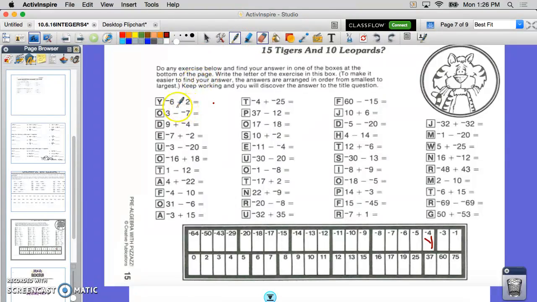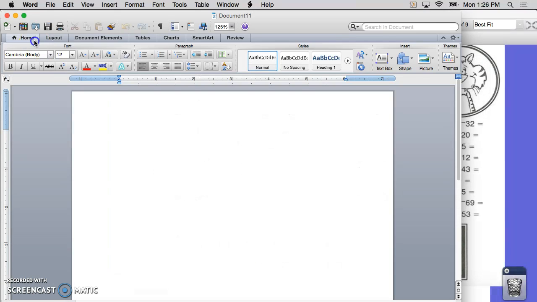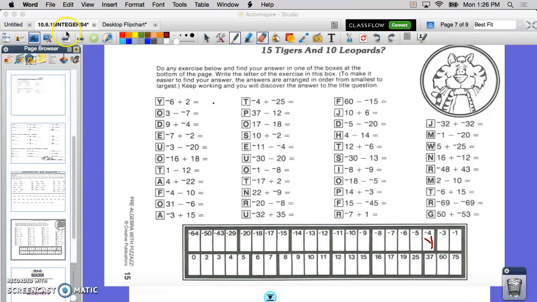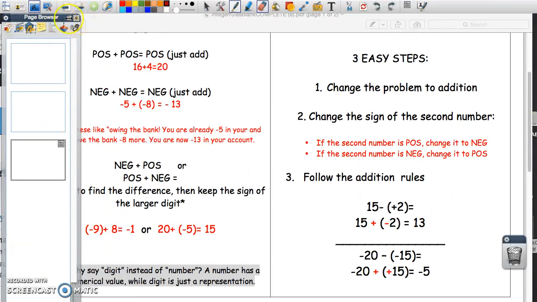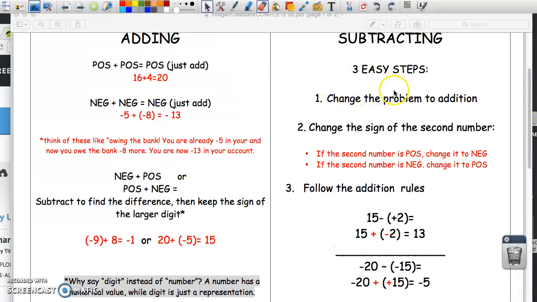This one is subtraction. So follow your subtraction rules, my friends. Your subtraction rules say, in 3 easy steps, how to subtract. 1, change the problem to addition. 2, change the sign of the second number. If it's positive, change it to negative. If it's negative, change it to positive. 3, then just follow the addition rules.